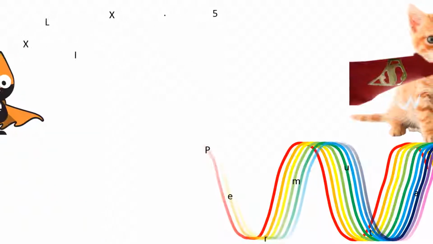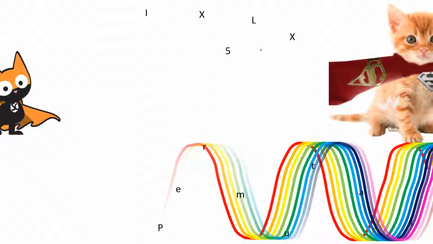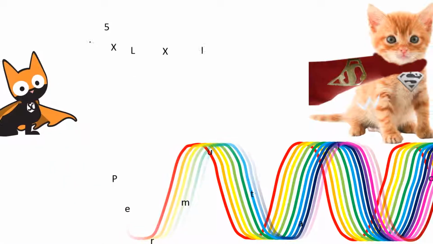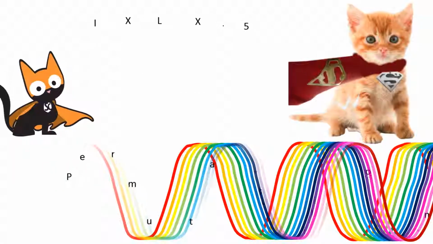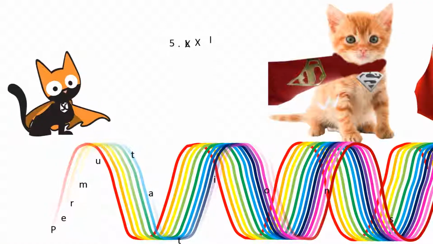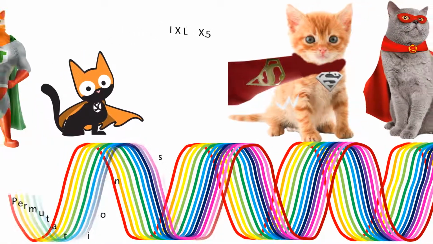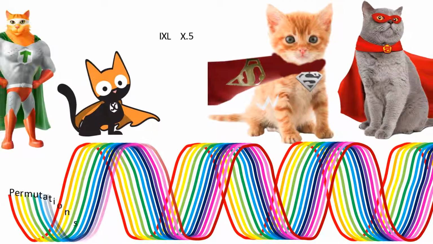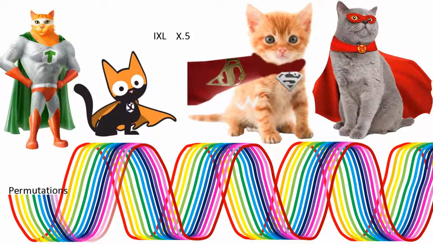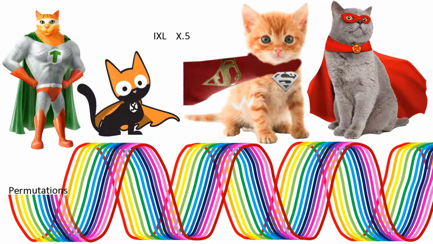All right, so you're going to have some fun with the IXL today. You'll actually be working with permutations. All right, so the IXL will be X5. It'll be permutations. And it looks like you got a bunch of super cats to help you out.